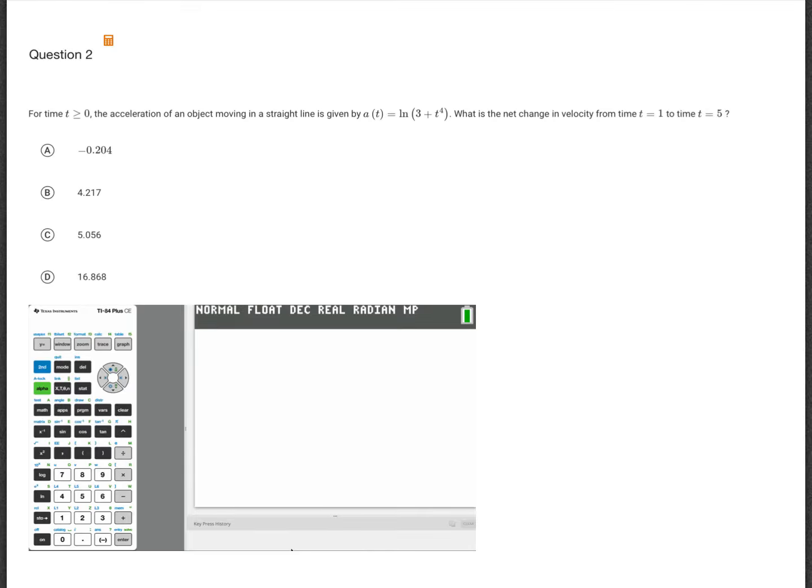Alright, so for question 2, they say for time t greater than or equal to 0, the acceleration of an object moving in a straight line is given by a of t equals ln of 3 plus t to the 4th. What's the net change in velocity from time t equals 1 to time t equals 5? Alright, this will be all in the calculator. Net change of a function is when you take the integral from a to b of the derivative of the function.